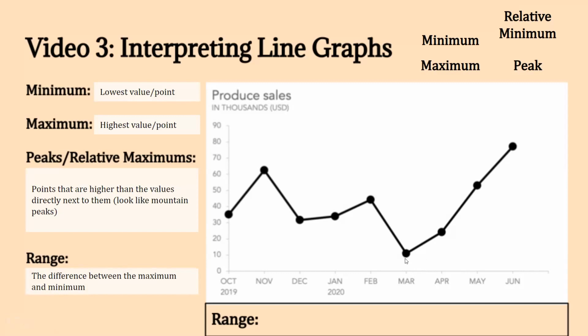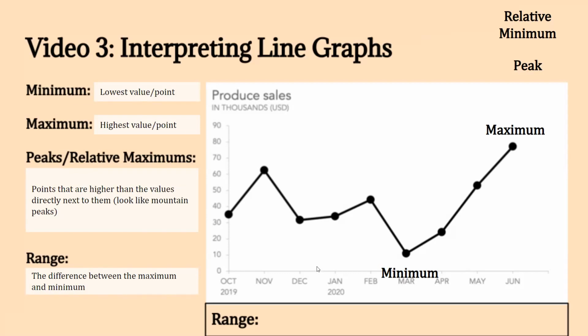And so if we look at this graph right here, we can identify our minimum, which it looks like our minimum is in March. That's the lowest point on this graph. We also have a maximum. Now, I don't know for sure that this is the maximum because this is where our graph stops, but it is the highest point that we have on our graph. So I'm going to label that as our maximum. And you can just drag and drop those same words to label your graph.